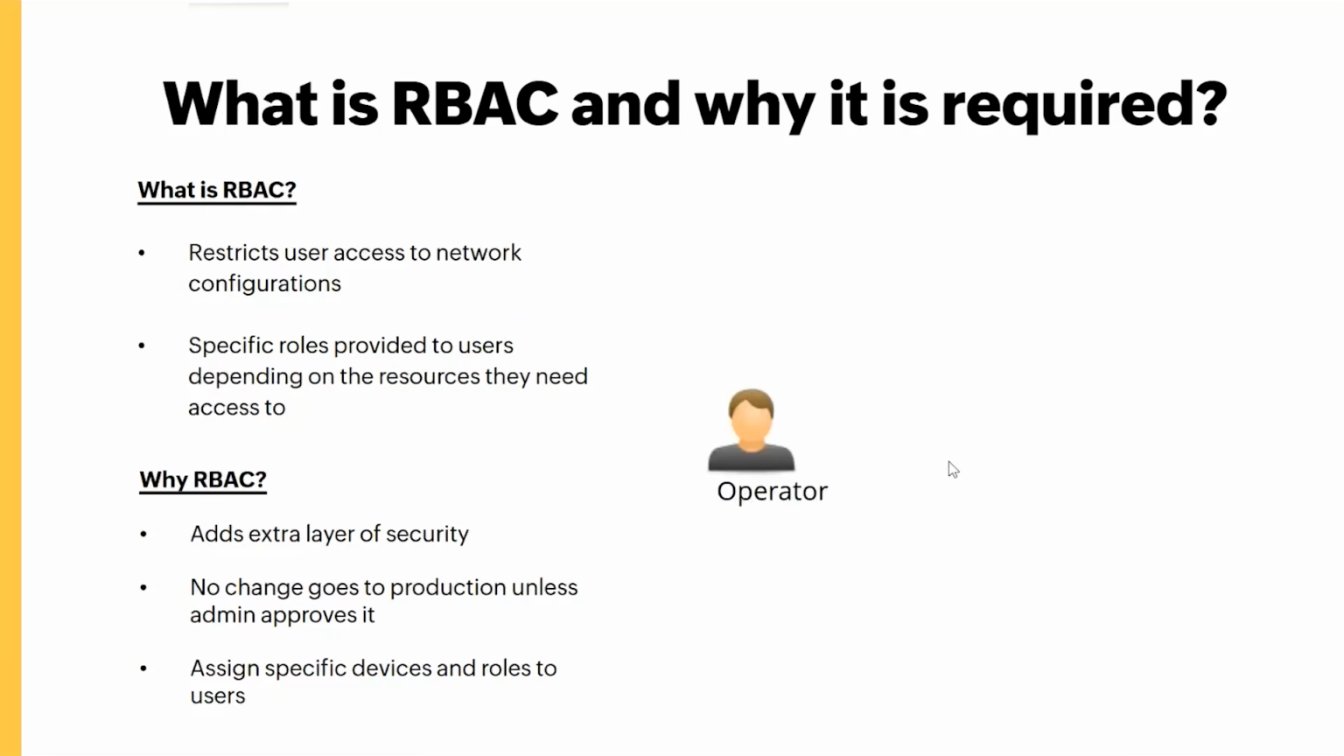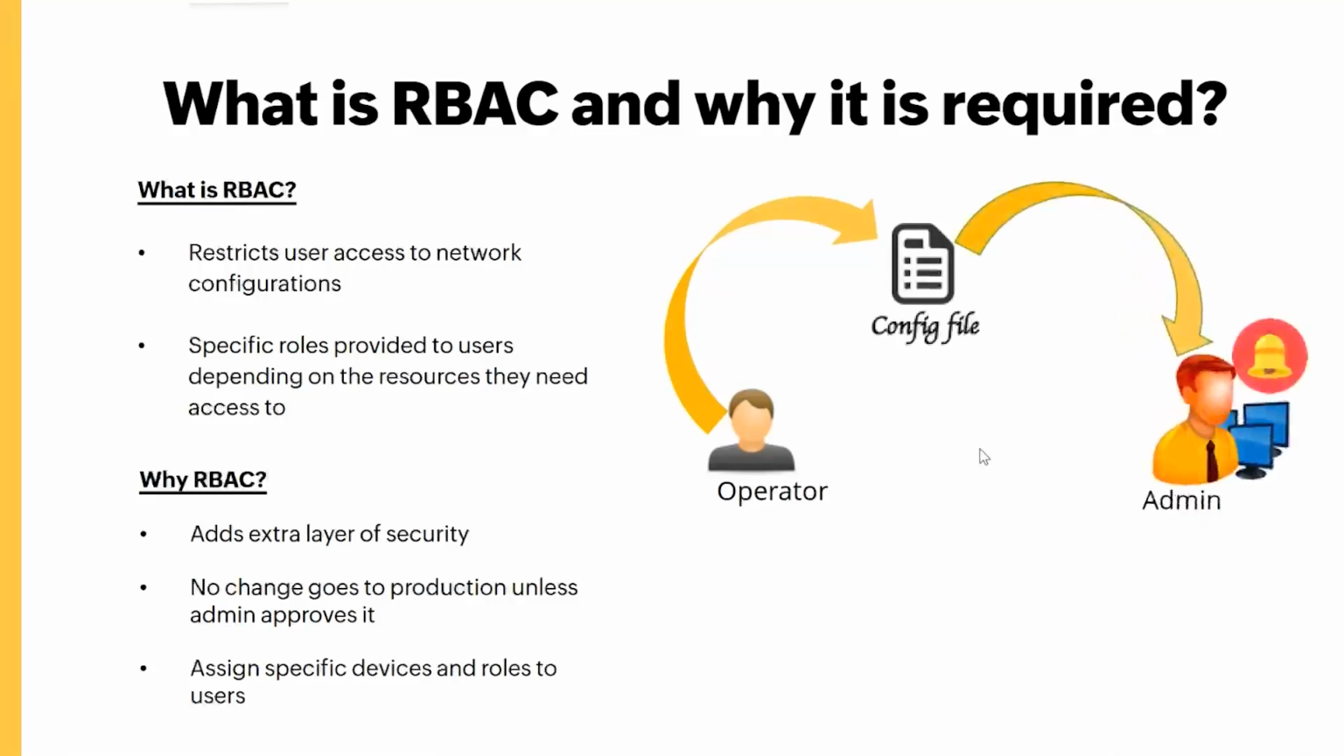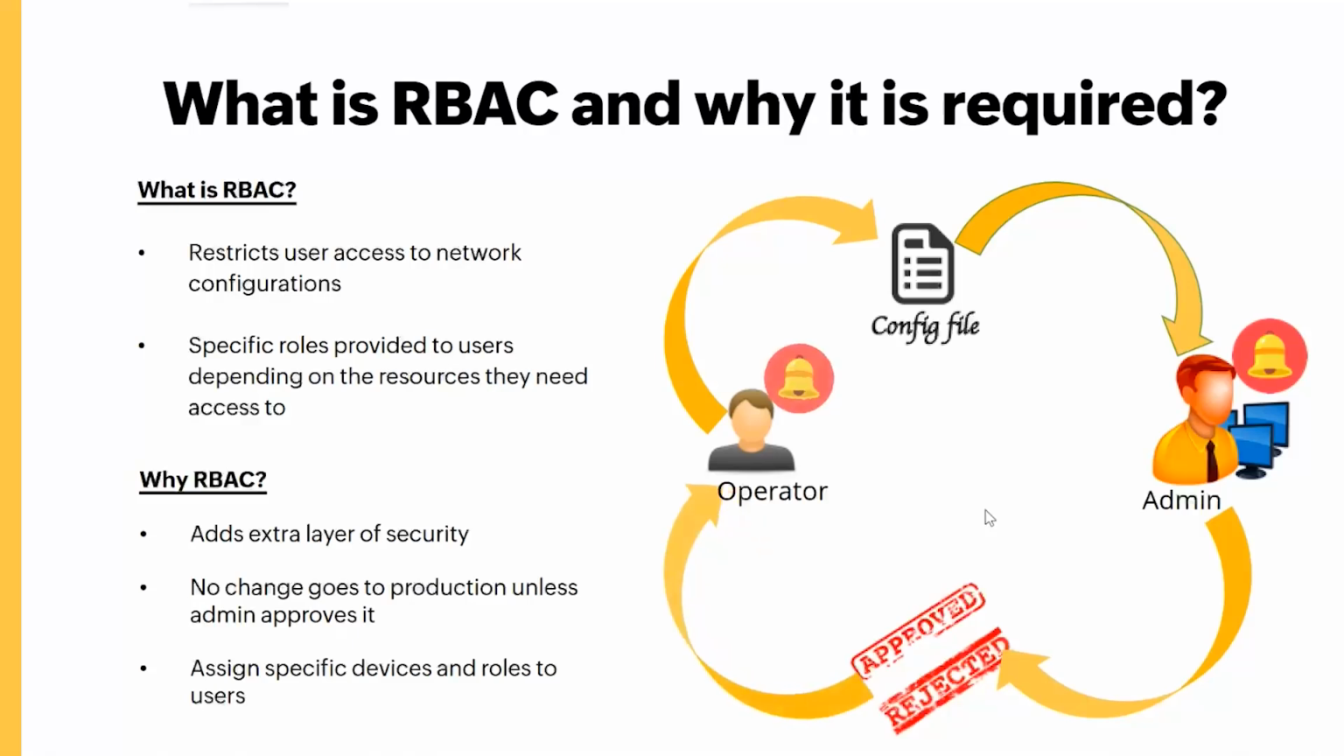Here we have an operator who makes changes to a configuration file. These configuration changes and all the relevant details are then immediately sent to an admin. The admin can then decide to approve or reject these changes from their end. And once the admin makes their decision, an approval or rejection notification is sent to the operator immediately. This is the cycle of how role-based access control works in Network Configuration Manager.